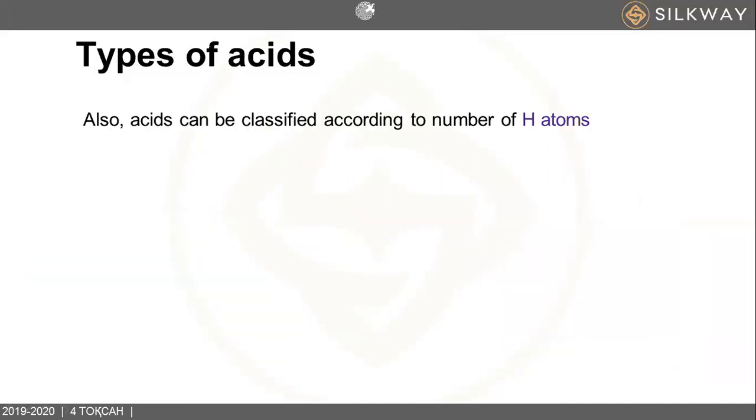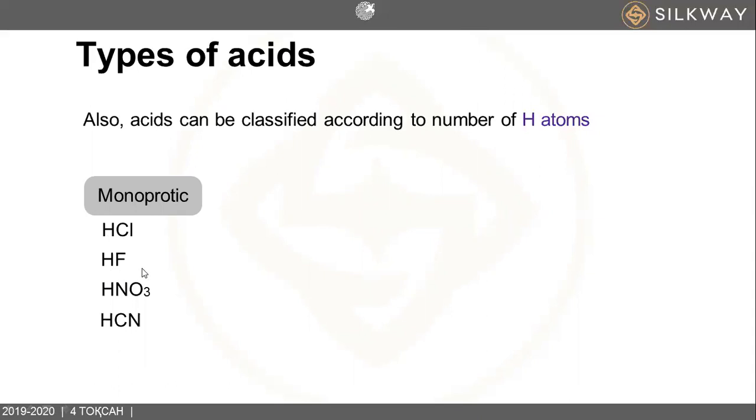Also, acids can be classified according to number of hydrogen atoms. Monoprotic, which means mono, it means one. And here is only one atom of hydrogen. One atom of hydrogen in hydrochloric acid. One atom of hydrogen in hydrofluoric acid. In the nitric acid, it's also one atom of hydrogen. Here is also one hydrogen.